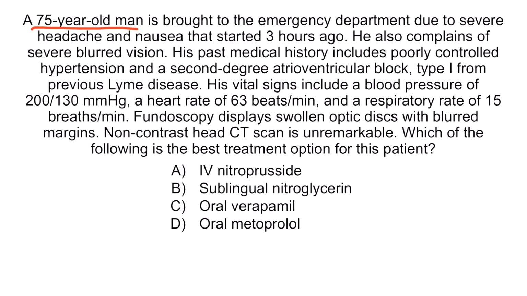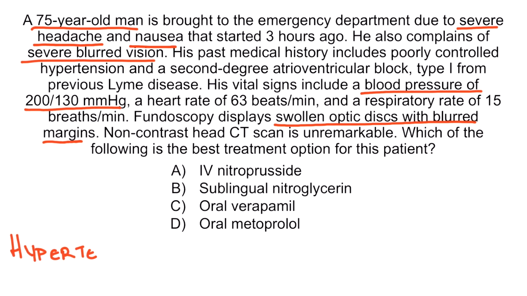This elderly man with poorly controlled hypertension reports severe headache, nausea, and blurred vision. Fundoscopy displays swollen optic discs with blurred margins, suggesting papilledema from increased intracranial pressure. His vital signs are remarkable for a blood pressure of 200/130. A blood pressure more than 180/120, with signs of end organ damage such as papilledema, is consistent with hypertensive emergency. Intravenous medications are typically used for the initial management of hypertensive emergency.